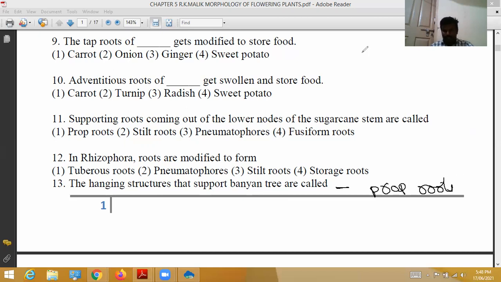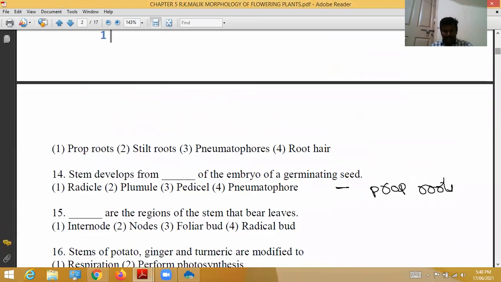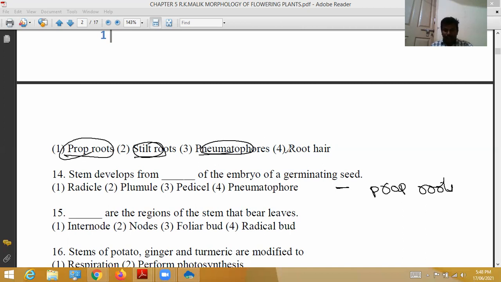Prop roots support the banyan tree. We have already discussed prop roots here. Stilt roots are located in sugarcane. Pneumatophores are located in Rhizophora. Root hairs are commonly present in every plant root. So in the banyan tree, prop roots support it by hanging.